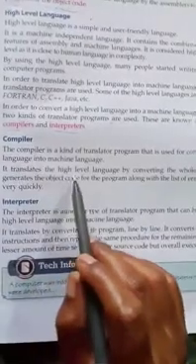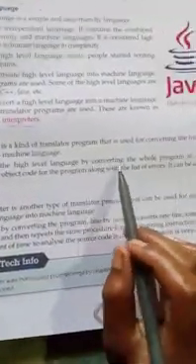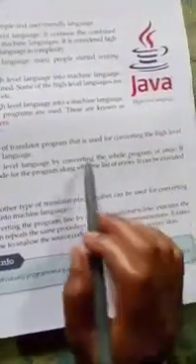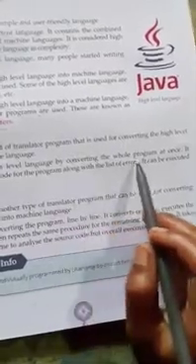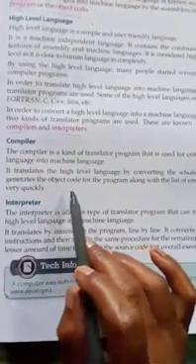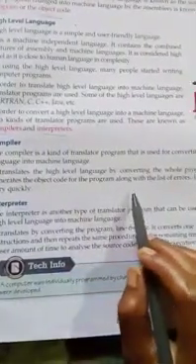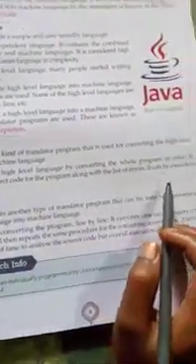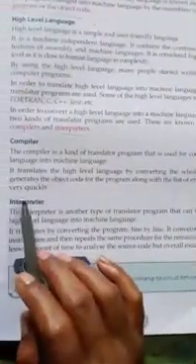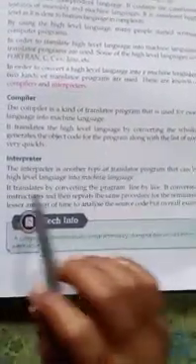It translates the high level language by converting the whole program at once. It generates the object code for the program along with the list of errors. It can be executed very quickly.